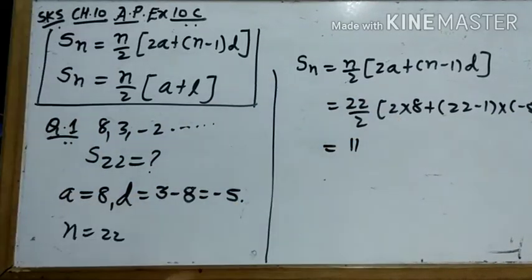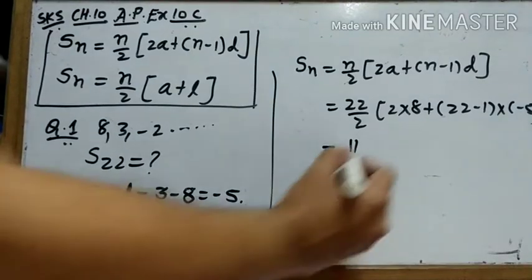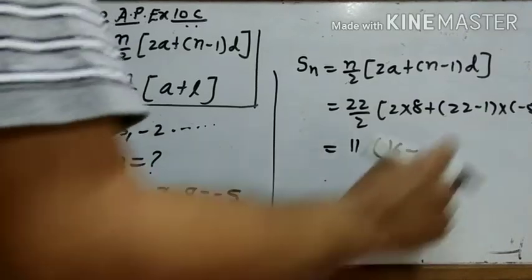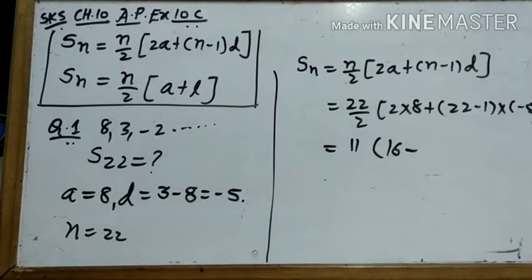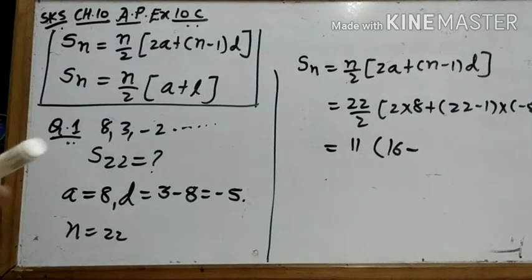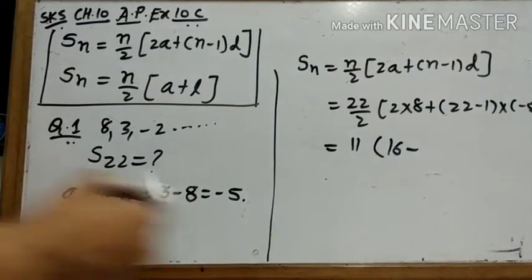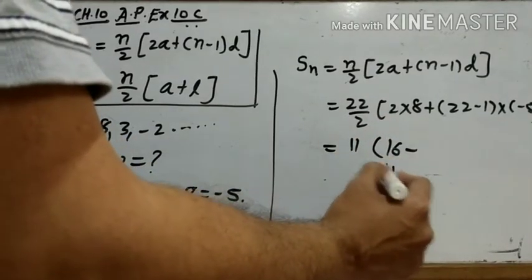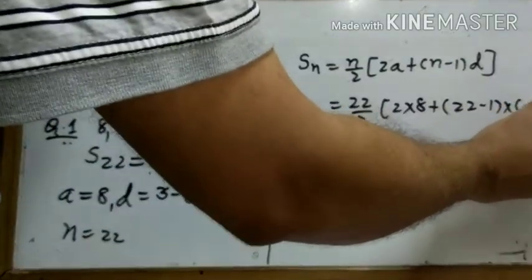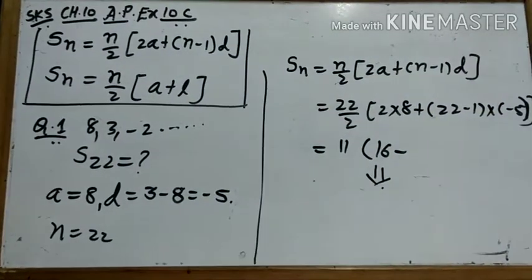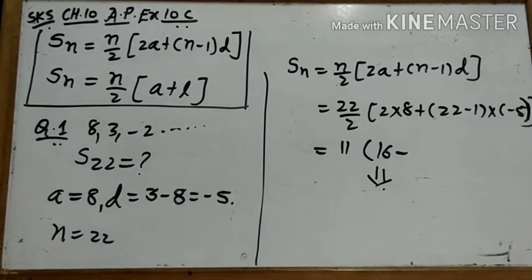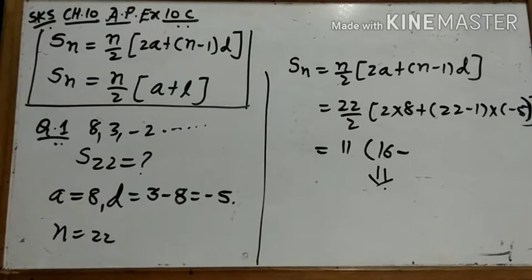22 divided by 2 will be 11. Over here we are left with 16 plus 22 minus 1, which is 21, into negative 5. I hope further calculation you will be able to do yourself, not a difficult part. This is not 51, here it is 5, right? So this is a very simple application of Sn. We have made use of the first formula.